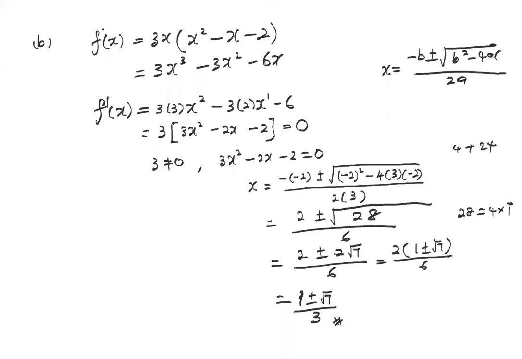So this is the exact value. So the exact value for x, there are 2 of them. One is 1 plus root 7 over 3. The other one is 1 minus root 7 over 3. So this is what we got from our graph just now.